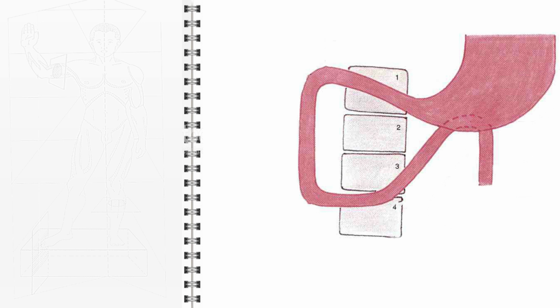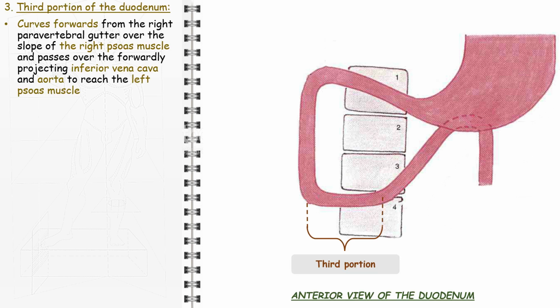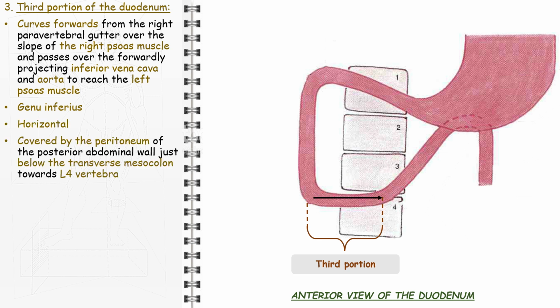The third portion of the duodenum curves forwards from the right paravertebral gutter over the slope of the right psoas muscle and passes over the forwardly projecting inferior vena cava and aorta to reach the left psoas muscle. It prolongs the second portion at a right angle, the genu inferius, and runs horizontally. It is covered by the peritoneum of the posterior abdominal wall just below the transverse mesocolon towards L4 vertebra.